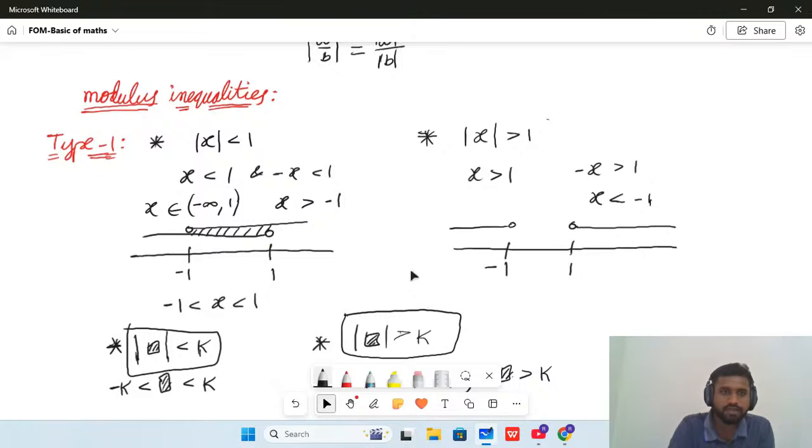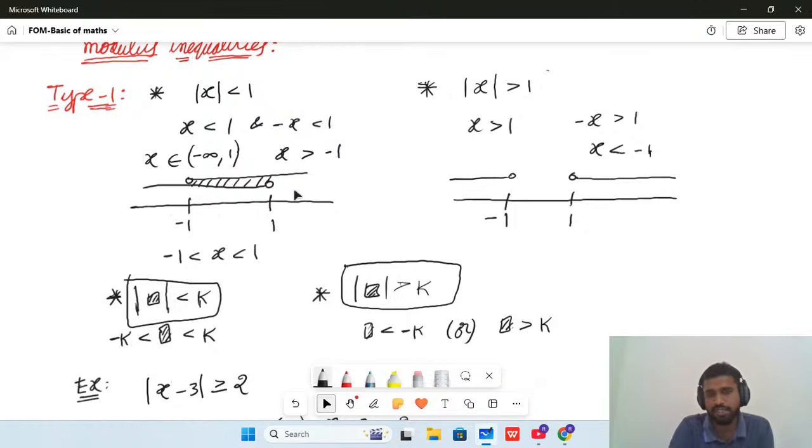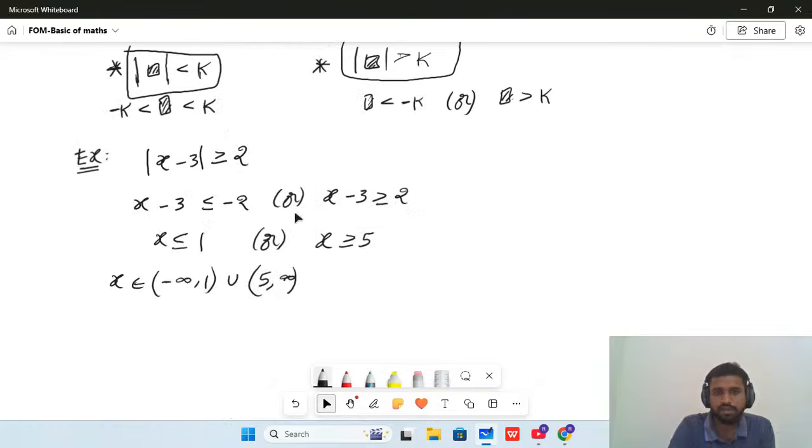So only type 1 we have seen, which is modulus of expression less than some constant, and modulus of expression greater than some constant. So six types of modulus inequalities are still remaining. Total seven types of modulus inequalities are there. These remaining inequalities we will see in the next class or next session.